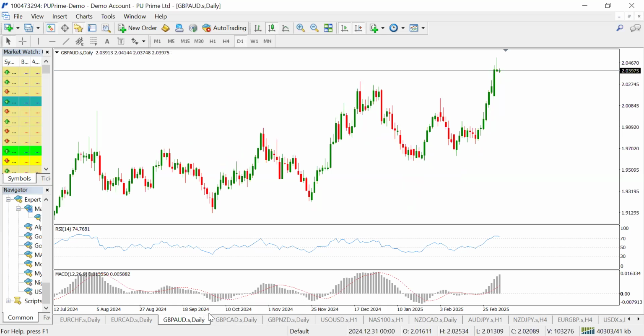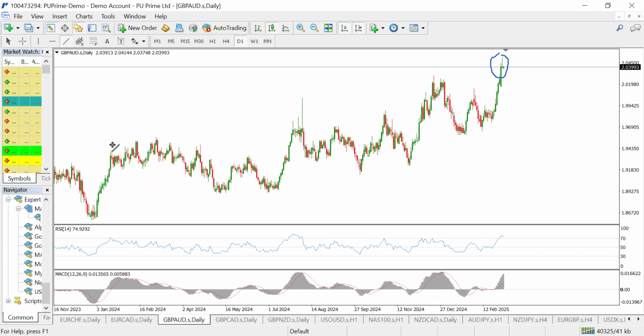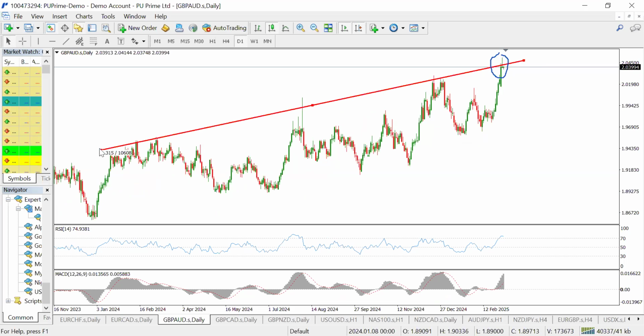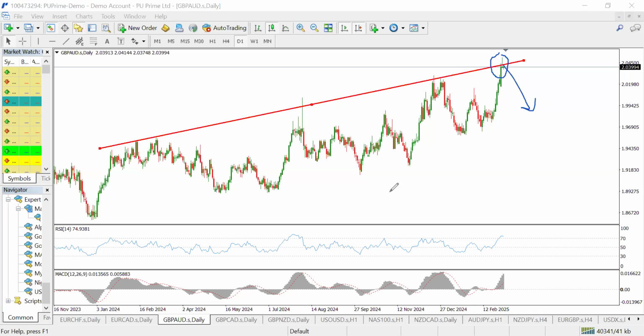Now on the screen, you can see the GBP AUD on the daily time frame. And the candle that closed yesterday closed as a rejection candle right over there on the daily time frame. Now, if we zoom, then we can draw a trend line through this region, and that shows us that price is bouncing off this trend line, and that is expected to lead to a bearish movement on the GBP AUD.